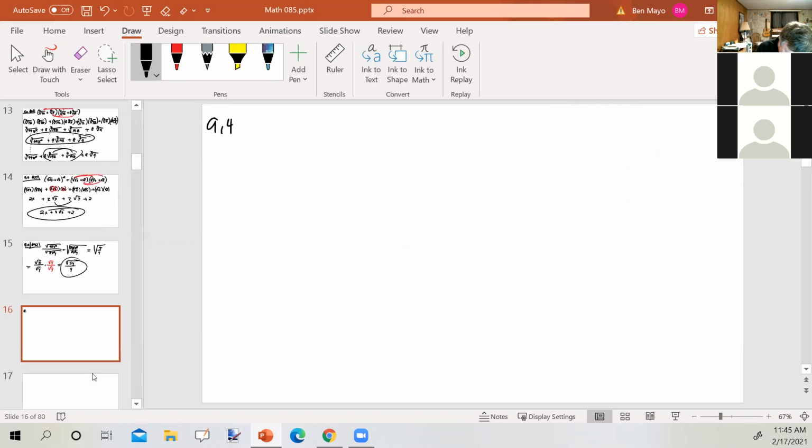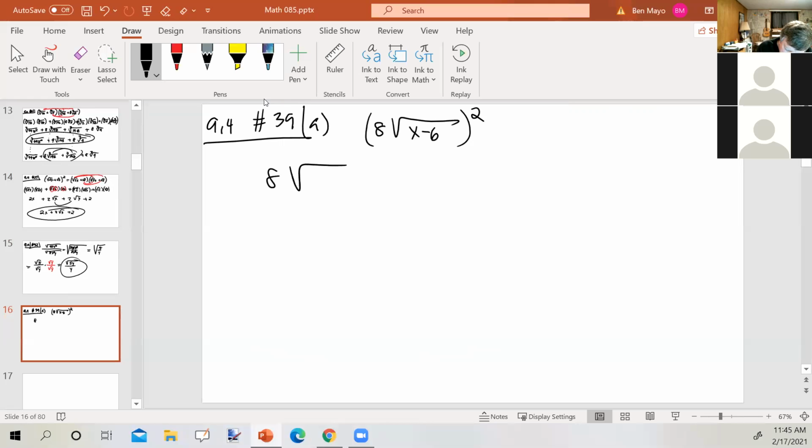Here we have 9.4, number 39. Let's see, there's a part A and a part B. So this is part A. We have 8 times the square root of x minus 6, the quantity squared. So that's 8 times the square root of x minus 6 times 8 times the square root of x minus 6.